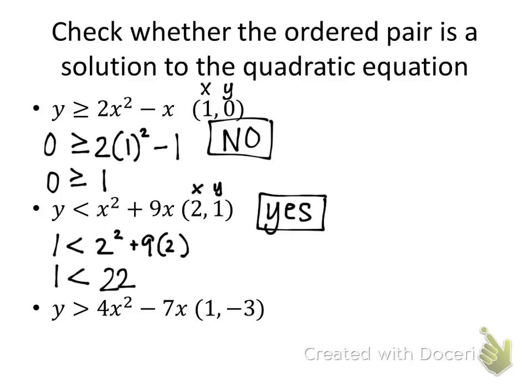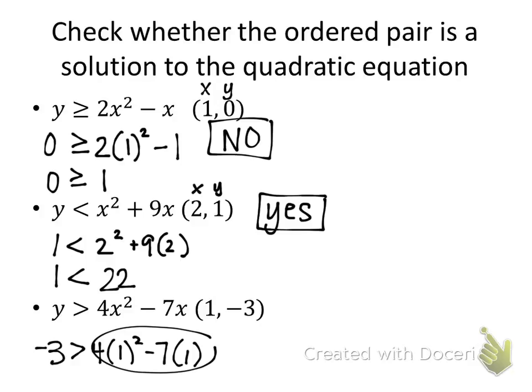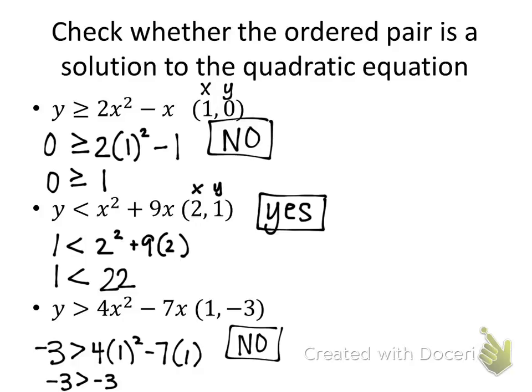So let's do the last one. We're going to do negative 3 is greater than 4 times 1 squared minus 7 times 1. So in my calculator, again, I'm only plugging in this side. So I'm going to do 4 parentheses 1 squared minus 7 parentheses 1. And it equals negative 3. Is negative 3 greater than negative 3? No. If it had the little equal to sign underneath it, we would be okay. But because there's not, it is not a solution. Okay? So this is how we check to see if the ordered pair is a solution to the quadratic inequality.